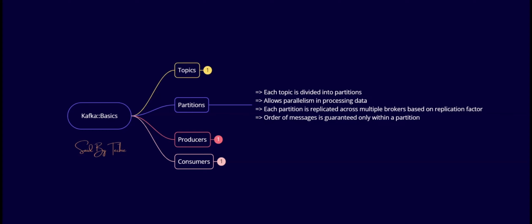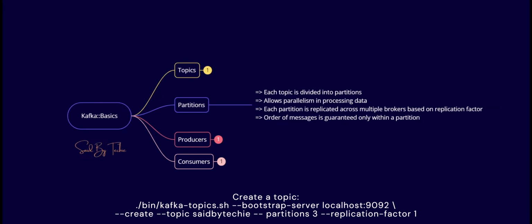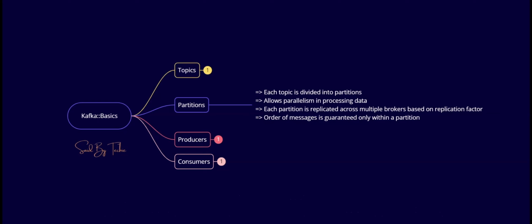Each partition is replicated across multiple brokers. We have discussed brokers, right? These are nothing but the servers where Kafka is running. Each partition is replicated across multiple brokers based on a replication factor. When we create a topic, we provide a replication factor, which cannot be more than the number of brokers we have. When we produce a message to a partition, order is maintained within a partition, not across partitions. This is how partitions are used.